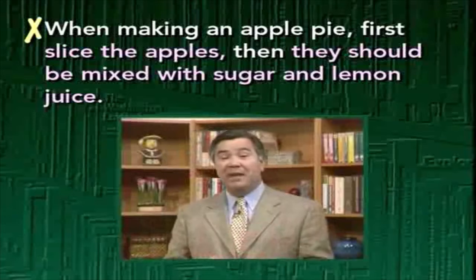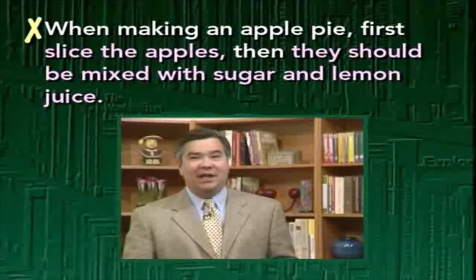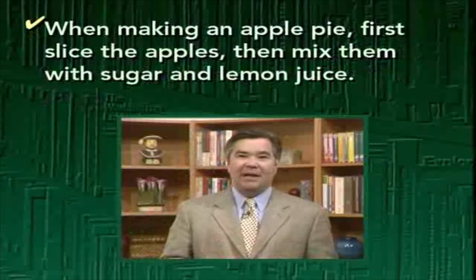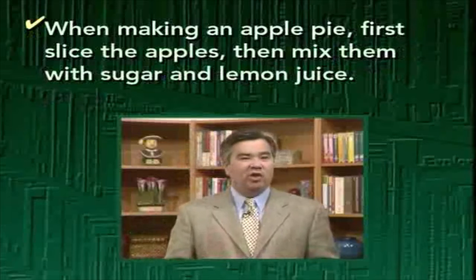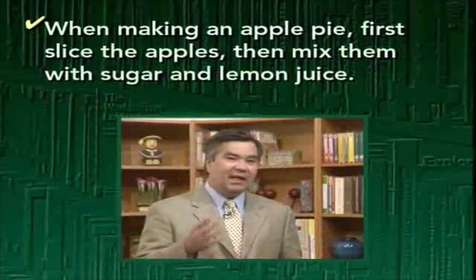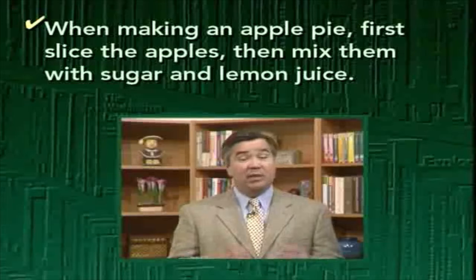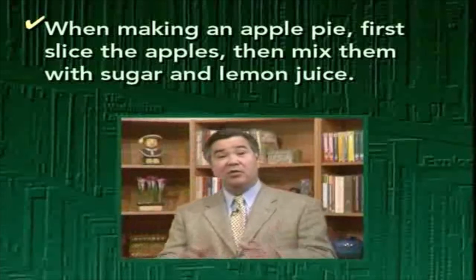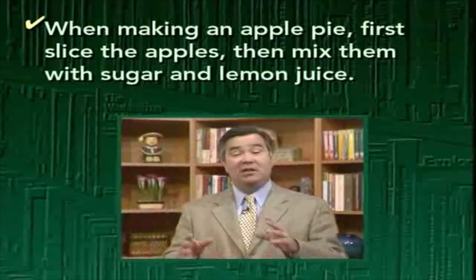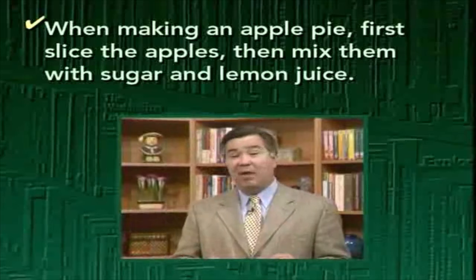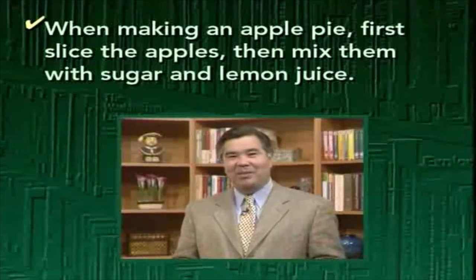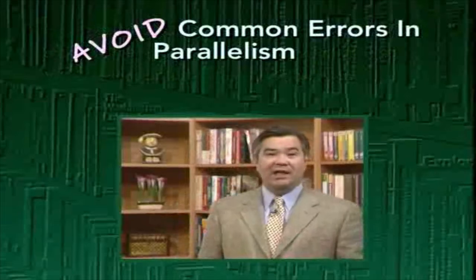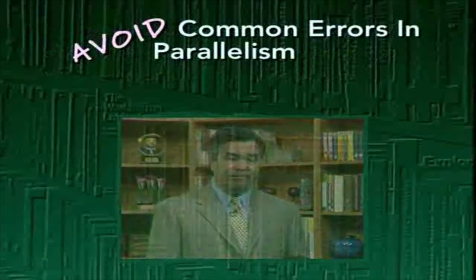Making the two verbs match would give us a sentence that reads like this: when making an apple pie, first slice the apples, then mix them with sugar and lemon juice. Notice how the sentence becomes a little more crisp, a little more concise, and also a little clearer when the two verbs in this sentence are made to match, when both are active rather than having one active and one passive. And here's one more tip that will help you avoid a common error in parallelism.